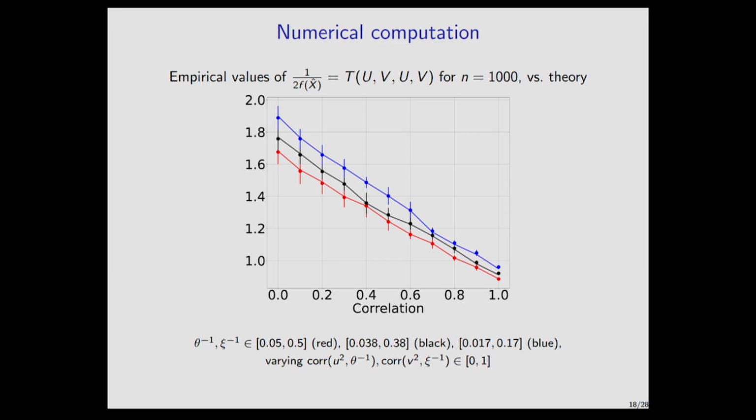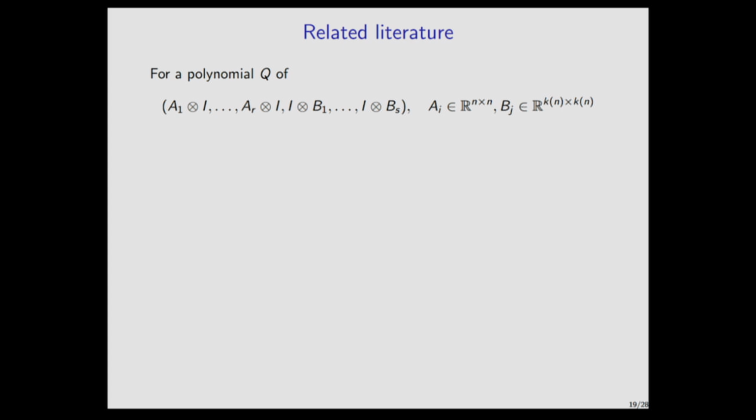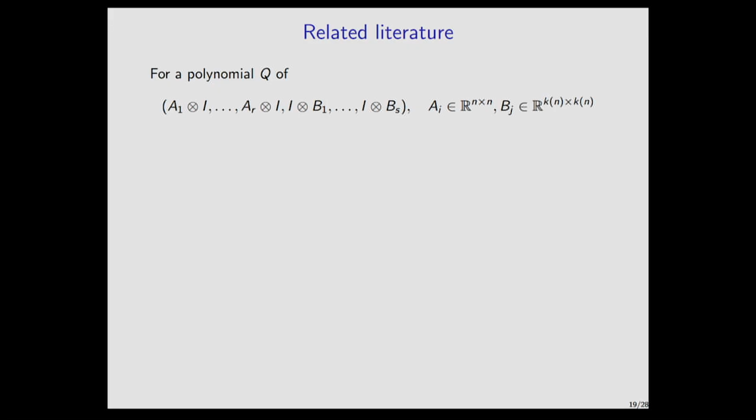Okay. And let me close this section of the talk with just a description of the related literature. So in the recent 3 or 4 years, in the random matrix theory community, there's been some interest in studying these kinds of Kronecker-product random matrix models. They're not looking specifically at this model that I'm talking about today, but they're looking at something that's more general, which is you take an arbitrary polynomial Q of matrices of this form.